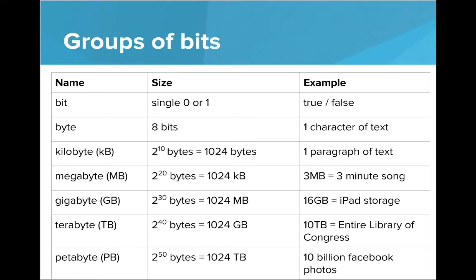So 16 gigabytes can store a lot of data. Now we go up to terabyte. Now we're getting really big. That's 2 to the 40 bytes. Now it only takes 10 terabytes to store the entire Library of Congress. That is huge. And now if we go up to petabyte, that is 2 to the 50 bytes. A single petabyte can store 10 billion Facebook photos. So we see that we can really store a lot of data just using a ton of zeros and ones.